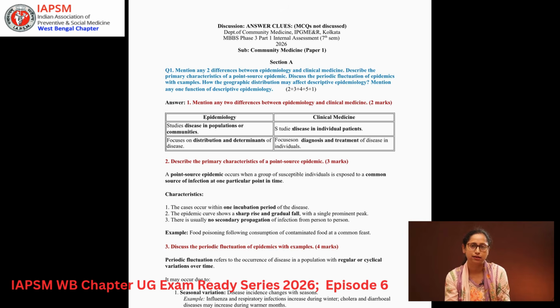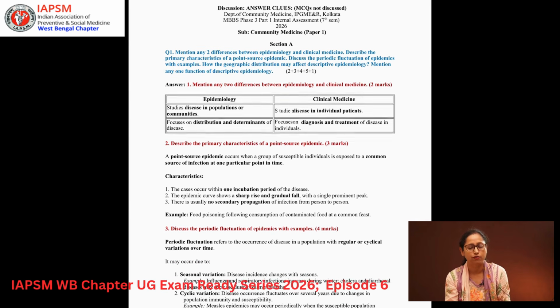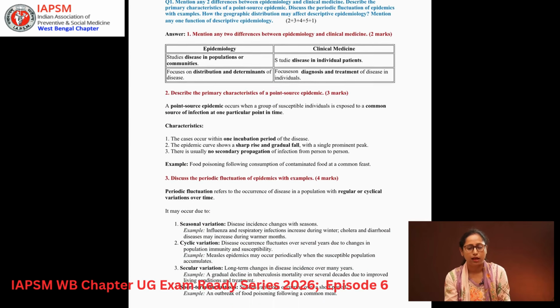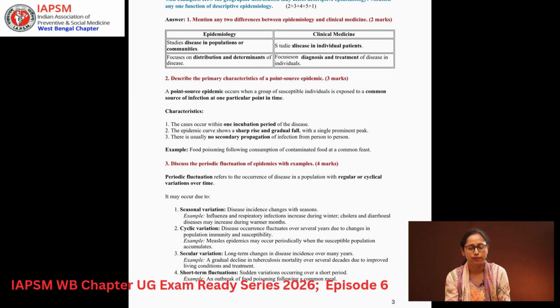The characteristics are, number 1, the cases occur within one incubation period. Secondly, the epidemic curve shows a sharp rise and a gradual fall, and you can also give a schematic diagram of this epidemic curve here. And thirdly, there is usually no secondary propagation of infection from person to person. For example, you can mention food poisoning following the consumption of contaminated food at a common feast, and that is the second part of this question.